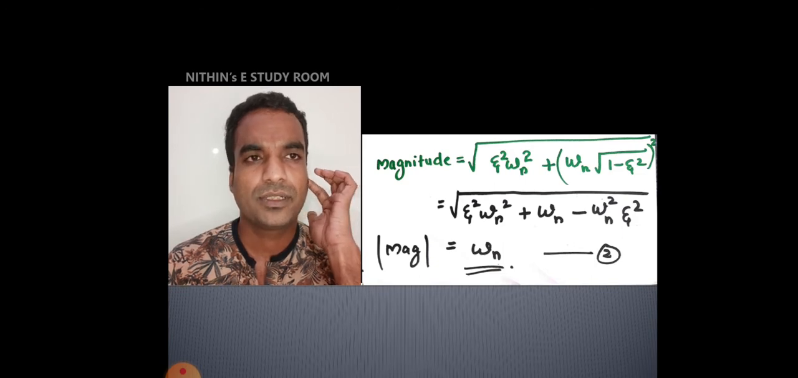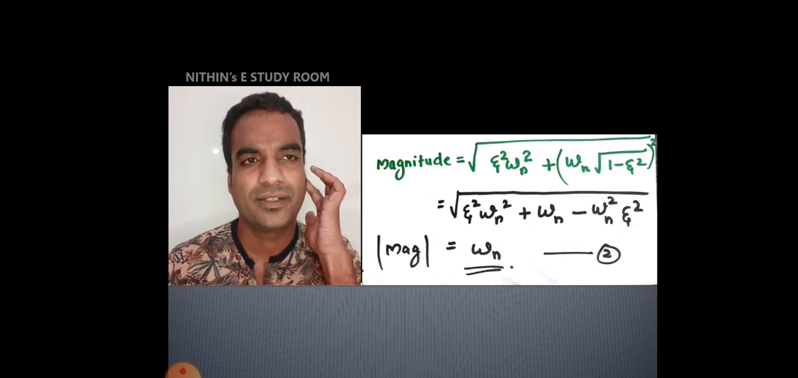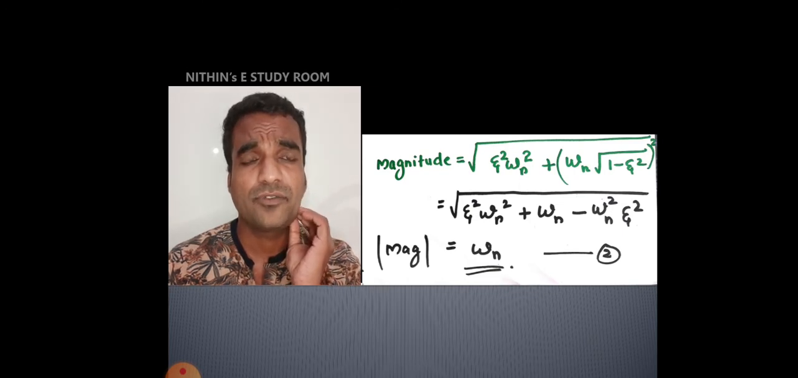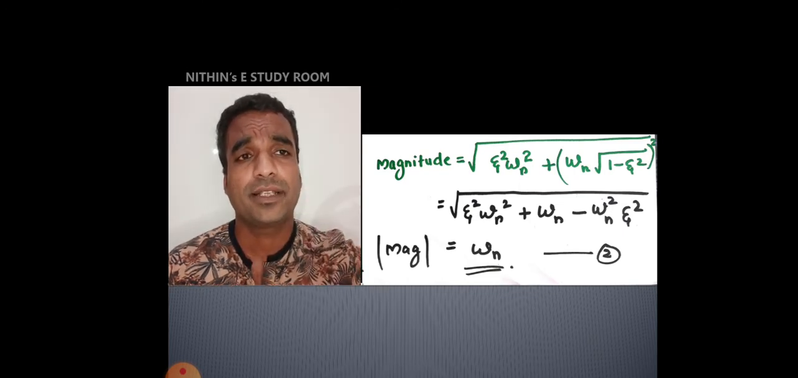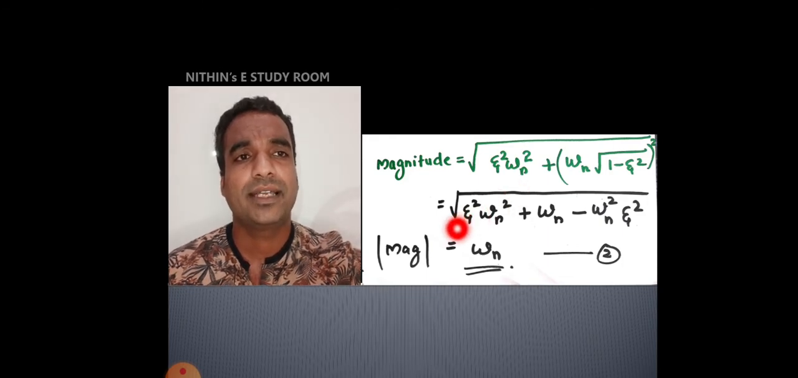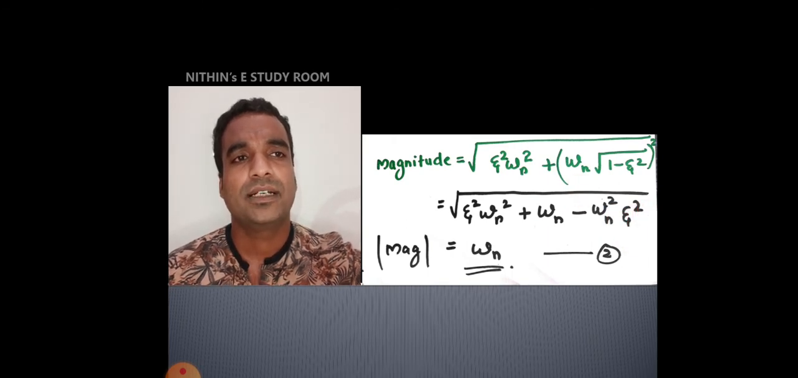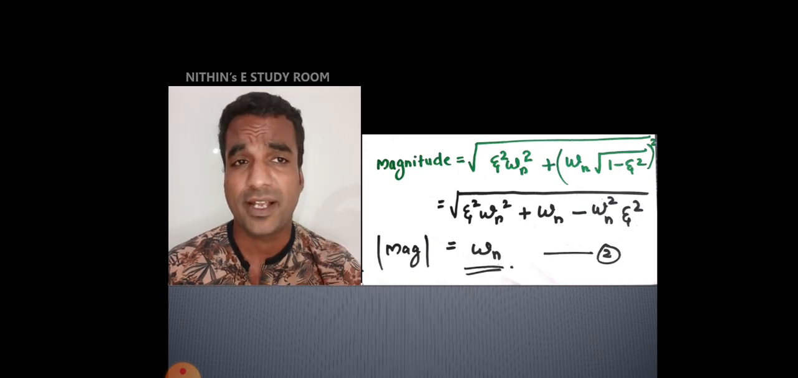So magnitude is equal to, I am substituting here alpha. Instead of alpha I am giving eta omega n. So alpha square is replaced by eta square omega n square. And instead of omega d I am giving omega n root 1 minus eta square. If you are solving this by opening the brackets, it will become like this. Here this term and this term will get cancelled. So finally magnitude will be omega n.